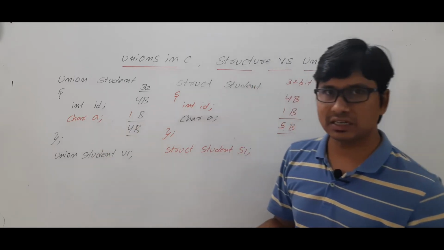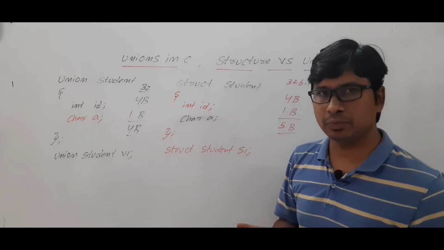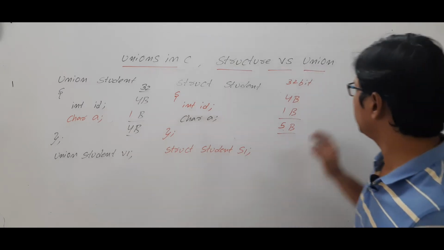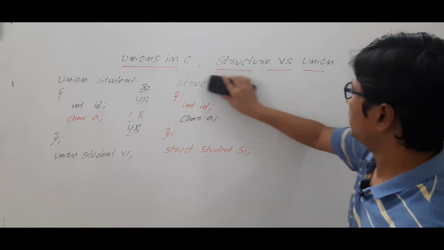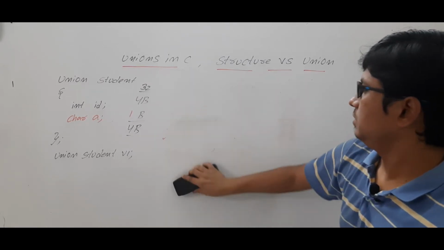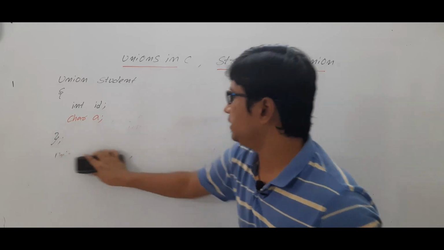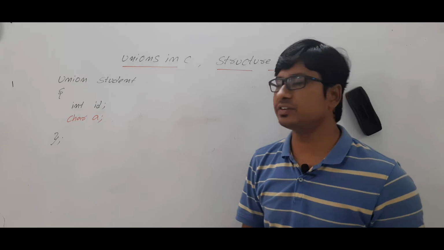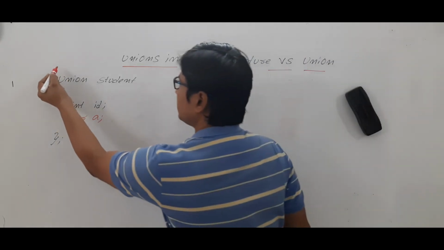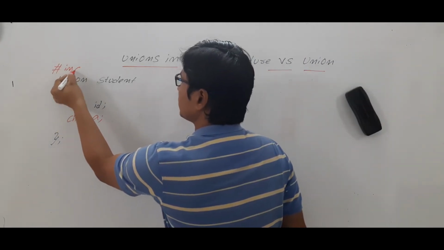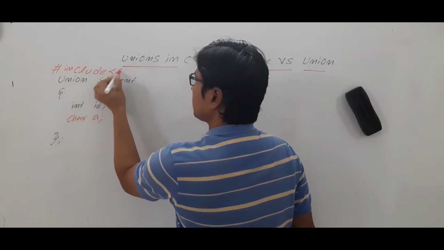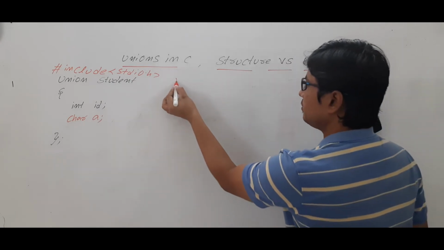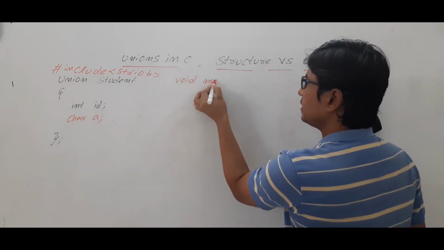Now to make you understand this concept, let me write a simple program using the union so that you will understand in a clear way. Let me use the same structure definition itself. Before that I will write #include <stdio.h>. Is it clear? Are you able to understand? And then I will write void main.